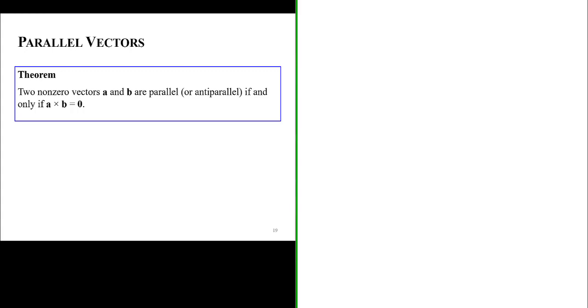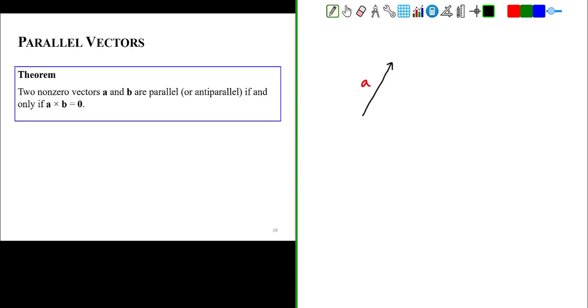Let's show that two non-zero vectors, A and B, are parallel or antiparallel if and only if the cross product between them is zero. So in other words, let's say we have two vectors, vector A and vector B. These two vectors are obviously not parallel. They don't lie along the same line.